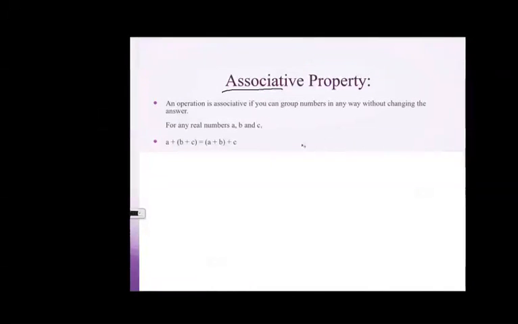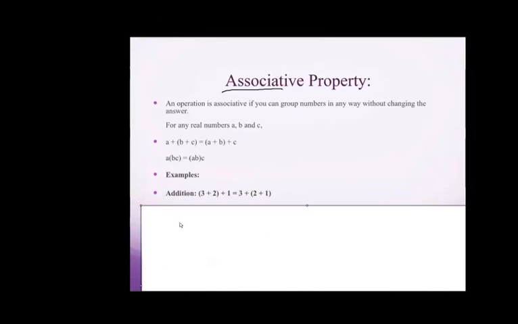It's just in this first problem, the B is associated with the C. In the second way, the A is associated with the B. So this is the associative property. You can also have the associative property for multiplication. You can first multiply B times C, then multiply it by A, or you can multiply A times B first and then multiply it by C. Either way, you will come up with the same answer.